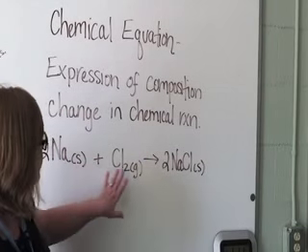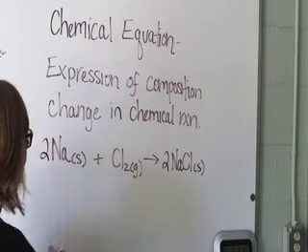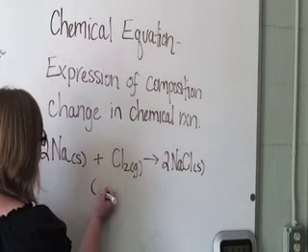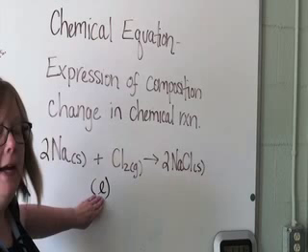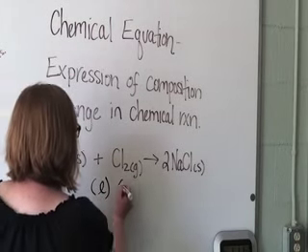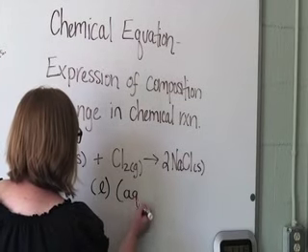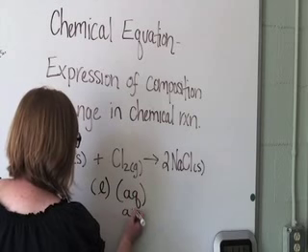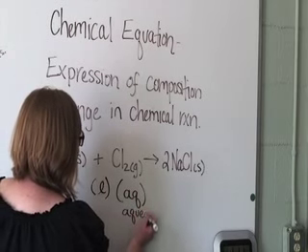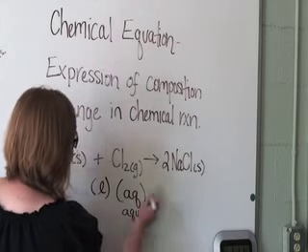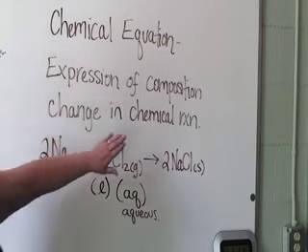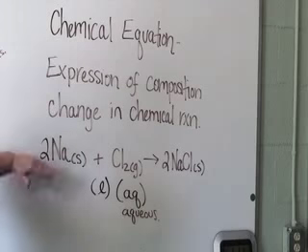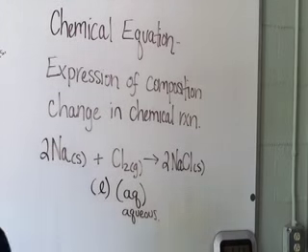Now, these states, we've got solids and gases here. You could also see an L. They usually write a lowercase cursive L for liquid. And then AQ would mean that we have an aqueous solution, so something is dissolved in water. So this is how we're going to be representing a chemical reaction with a chemical equation.